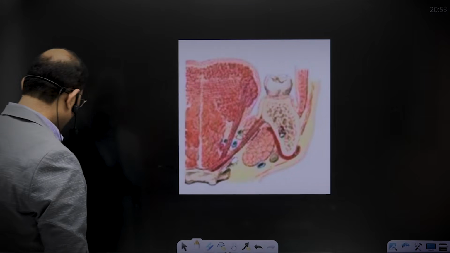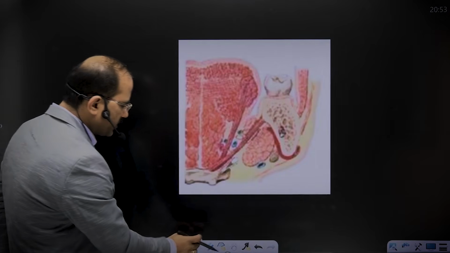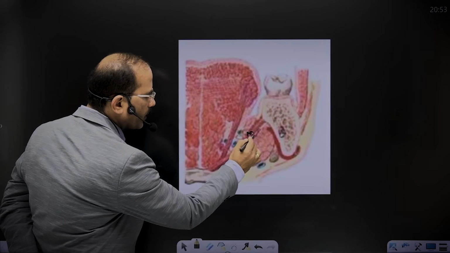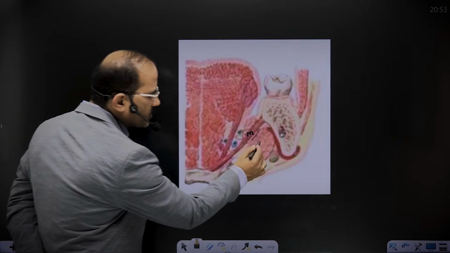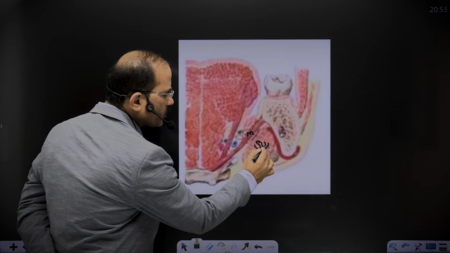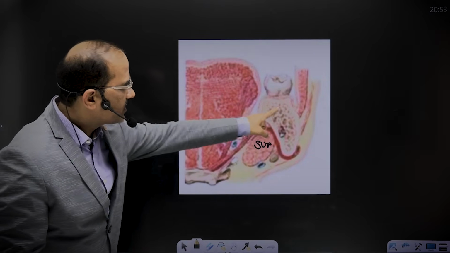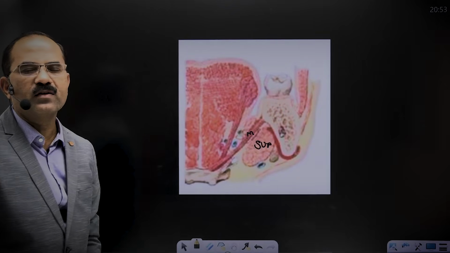Okay, I'll show you another good slide. So that's a slide. Fine. So what is this muscle? Look at this muscle. This muscle is the mylohyoid muscle. That's the mylohyoid. What is this part of the gland? That's the superficial part of the submandibular gland. We've taken a section. This is the tongue. That is the mandible. So that's the superficial part of the submandibular gland.